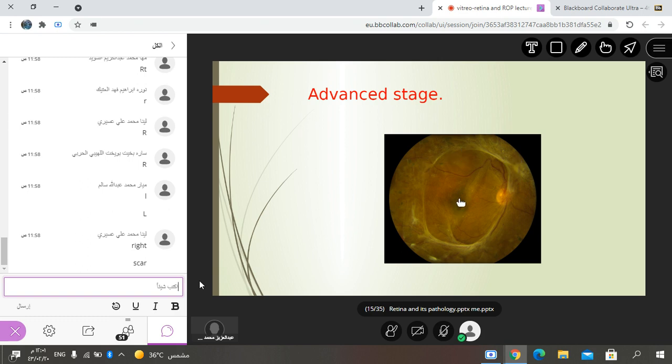It is affecting the retina now. It is affecting the macula. It is pulling the macula. It is distorting the vision. It is distorting the fovea.